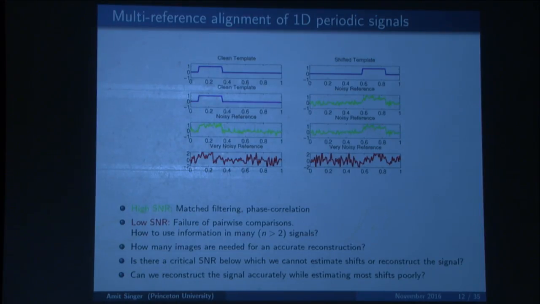So you can ask yourself, is there really hope in such a high level of noise to actually estimate the underlying signal? Maybe there is some kind of phase transition. Maybe there is some critical signal to noise ratio below which we won't be able to estimate the underlying clean signal. Or maybe you think, no, at any SNR, no matter how small, if I have enough signals, when n goes to infinity, I should be able to estimate the clean signal. So maybe that's a question for you. Who thinks there is an SNR below which we will never be able to estimate the clean signal? Okay, who thinks that we should always be able to estimate the clean signal?